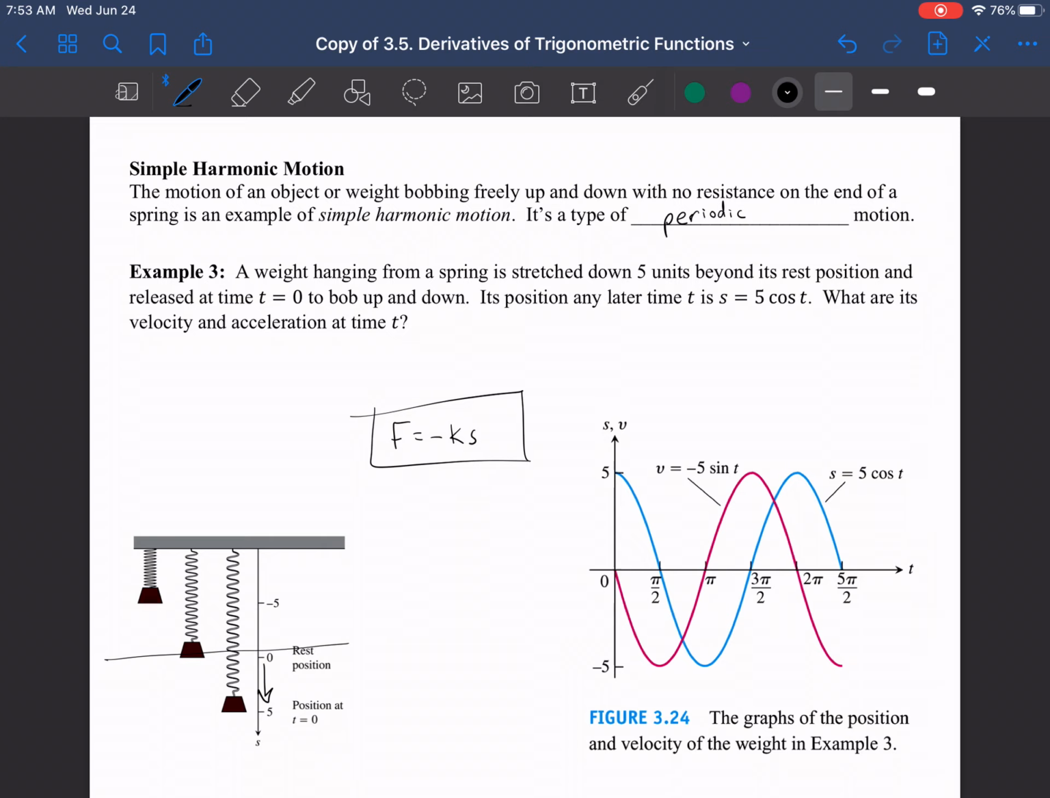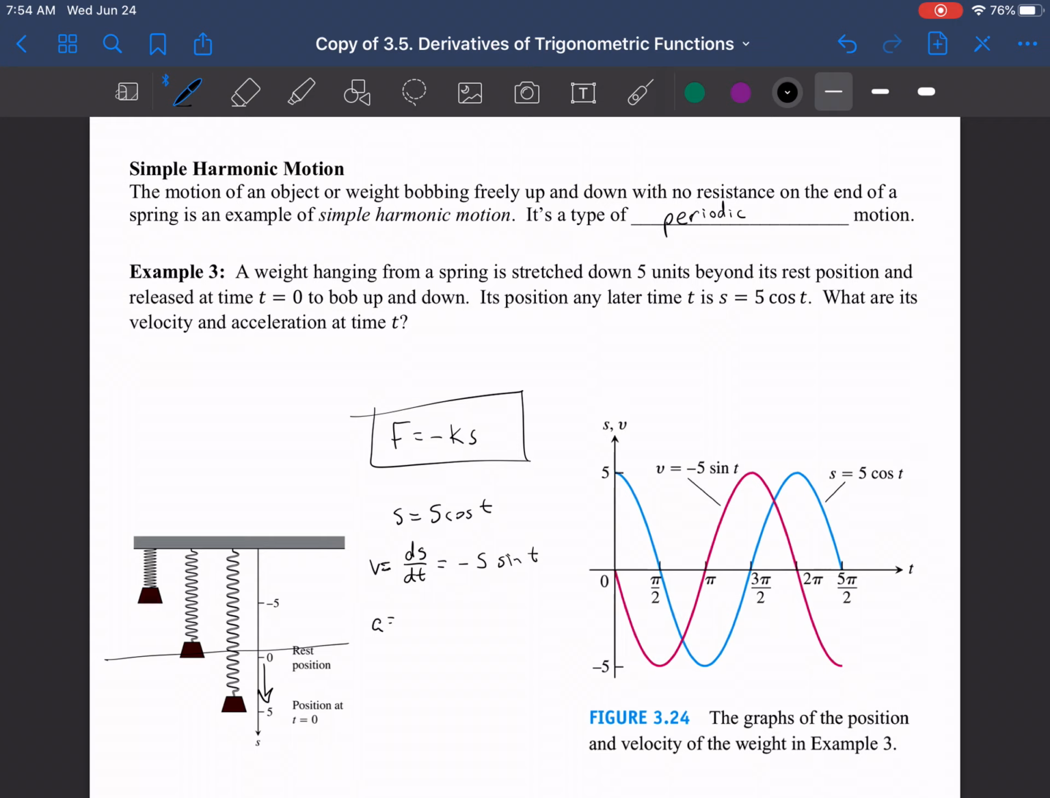But what we are given here is that s equals 5 cosine of t, and we need to find the velocity and the acceleration. Well, velocity is ds dt. It's the rate of change of our position. So the derivative of 5 cosine t is negative 5 sine t. Right? The derivative of cosine is negative sine. So there we found our velocity.